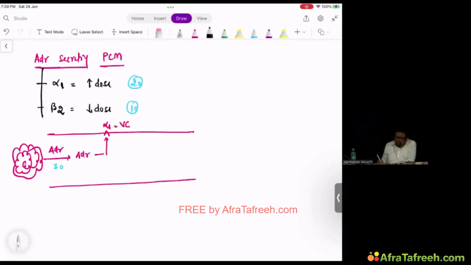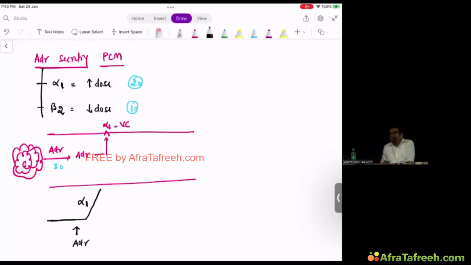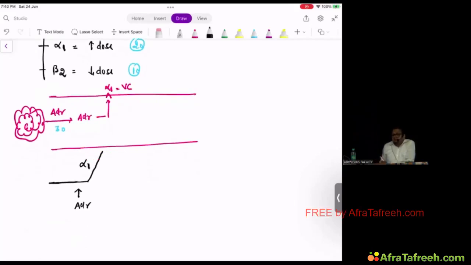So suppose this was the level of BP. Here we have given adrenaline in high dose. Adrenaline will act on alpha 1, BP will rise. This is the alpha 1 action. Clear? We have given adrenaline in high dose. It will act on alpha 1, BP will increase. That I have shown as the BP increase.